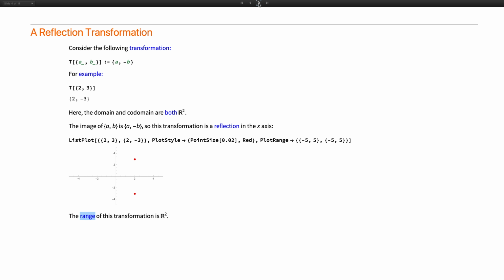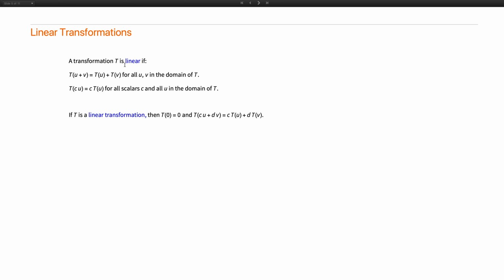Okay, so now let's talk about linear transformations. A transformation is linear if it satisfies the two properties T(u + v) = T(u) + T(v), and T(cu) = c T(u) for all scalars and vectors. Now, it turns out that if T is a linear transformation, then you get two properties kind of free of charge. You can say that T(0) is 0. That works out automatically. And if you do a linear combination, then the image under T is c T(u) + d T(v). So that's a linear transformation. It's a very special kind of transformation.